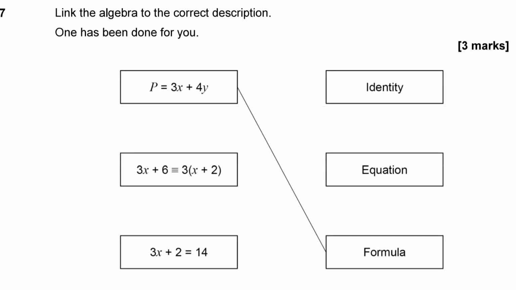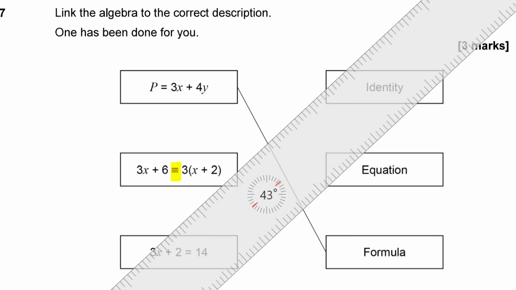Question 7. Link the algebra to the correct description. 1 has been done for you. We can see that this first one, p equals 3x plus 4y, is linked to formula. Now the next one down says 3x plus 6 is, can you see that symbol there? It's what we call an identity. It's a bit like a super equals. It's true for all values of x. So it doesn't matter what the value of x is. 3x plus 6 will always be equal to 3 lots of x plus 2, which is why it's an identity and not just an equation. So we're going to be linking that one with identity.